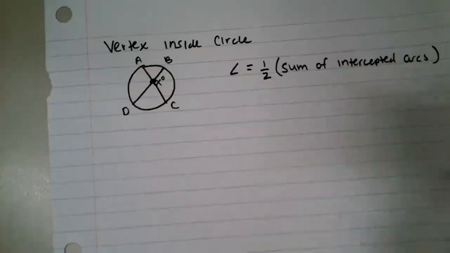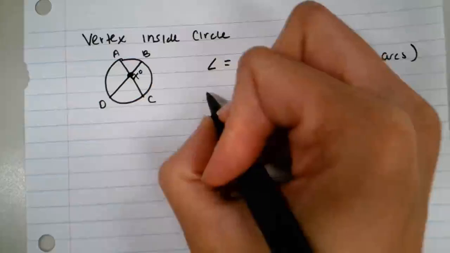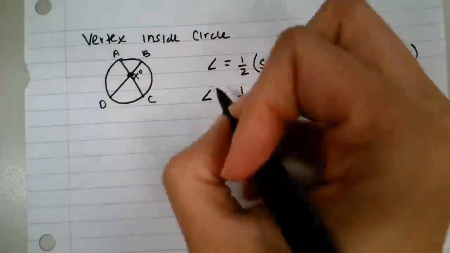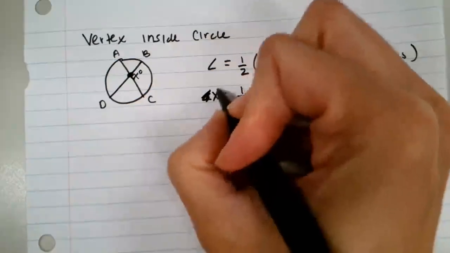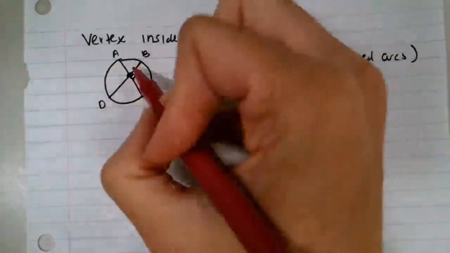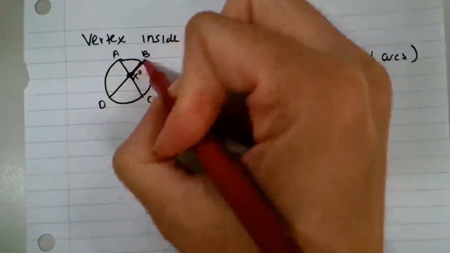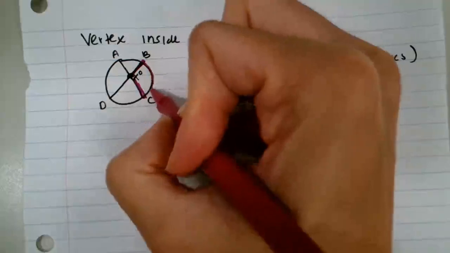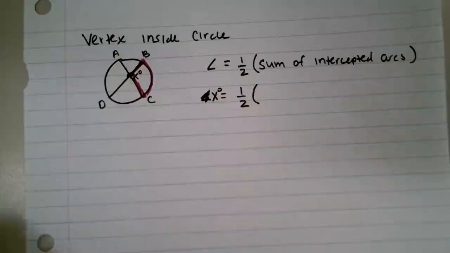Okay, so what arcs are we talking about? Oops, I was supposed to write an X here. We are talking about the two arcs that get intercepted. So this angle intercepts this arc from B to C, so that's going to be our first arc.